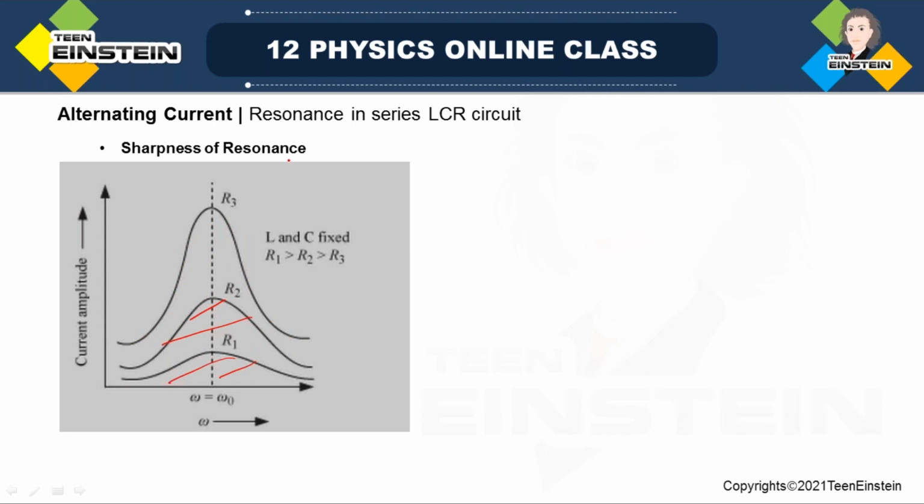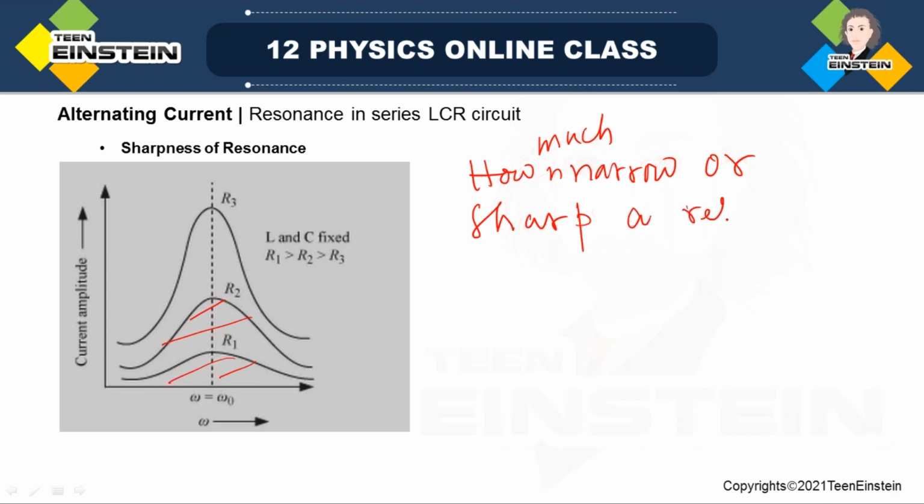So sharpness of resonance means how narrow or sharp a resonance curve is. So that is the sharpness of resonance.